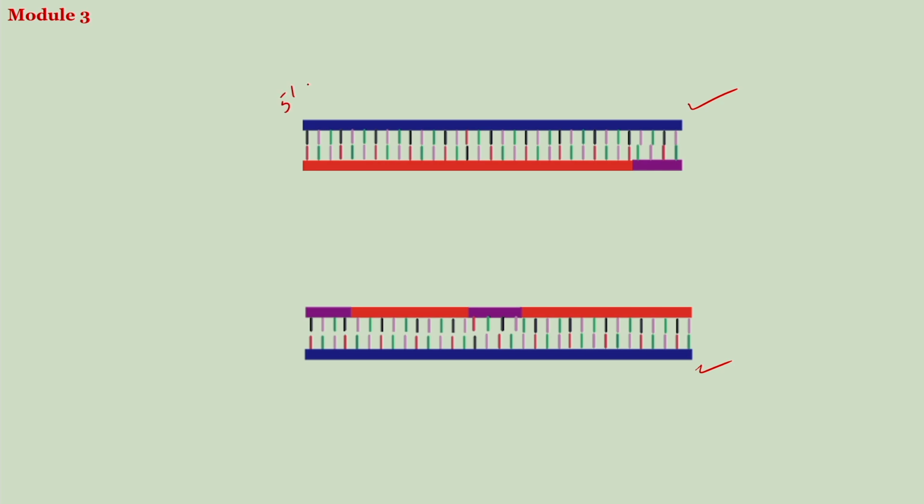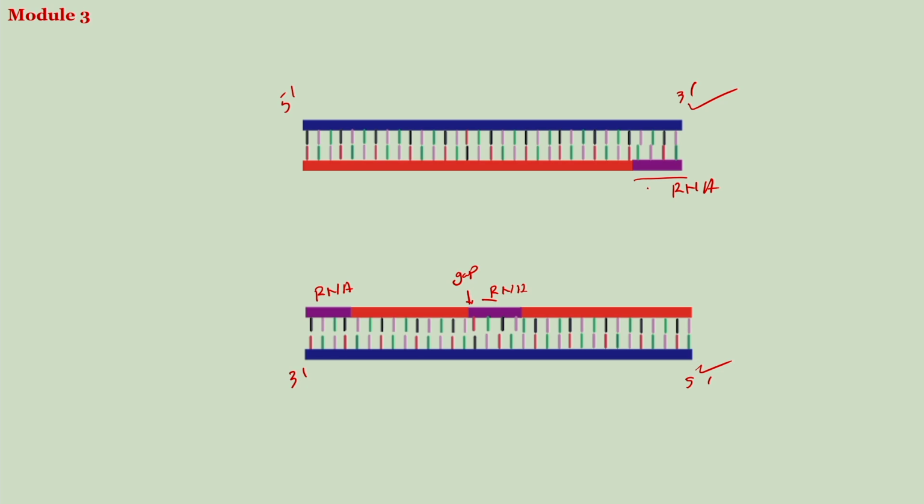So, this is 5 prime to 3 prime, and this is 3 prime to 5 prime. What is left? You have RNA left here. You have RNA here, you have RNA here, and there was a gap. Sorry, there was a gap here in this part. This is a gap, there was a gap here, it should not be touched.